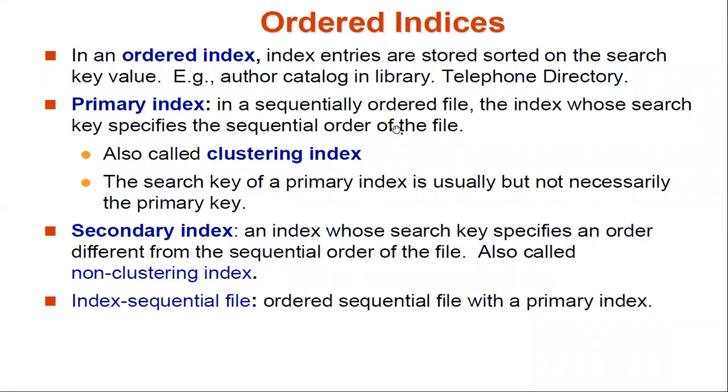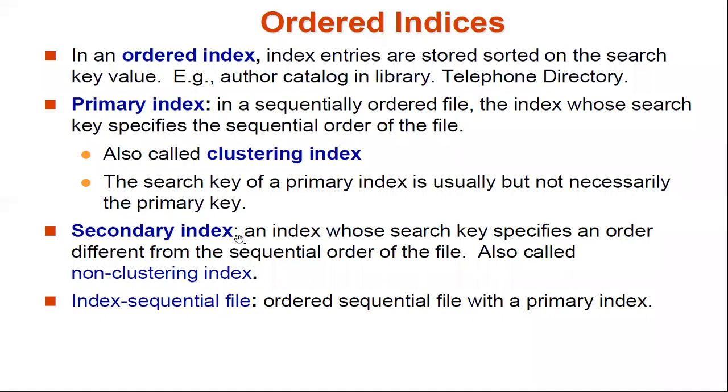Here, in a sequentially ordered file, the index whose search key specifies the sequential order of the file can also be considered a clustering index. The search key of a primary index is usually, but not necessarily, the primary key, right? As I told you already, you can select a particular attribute, which may be a non-primary key or a primary key.